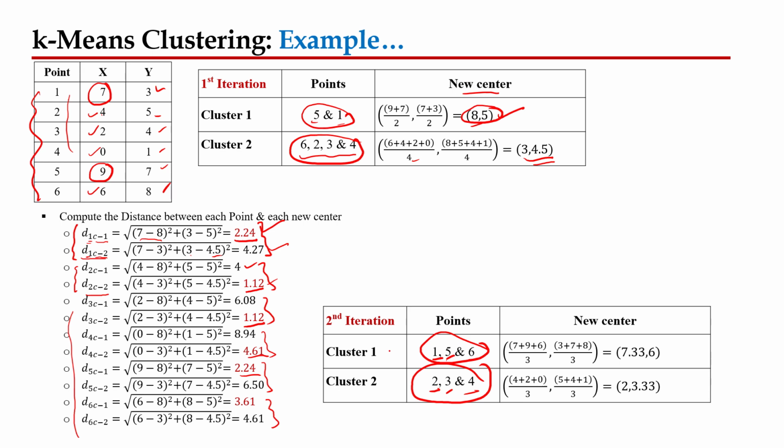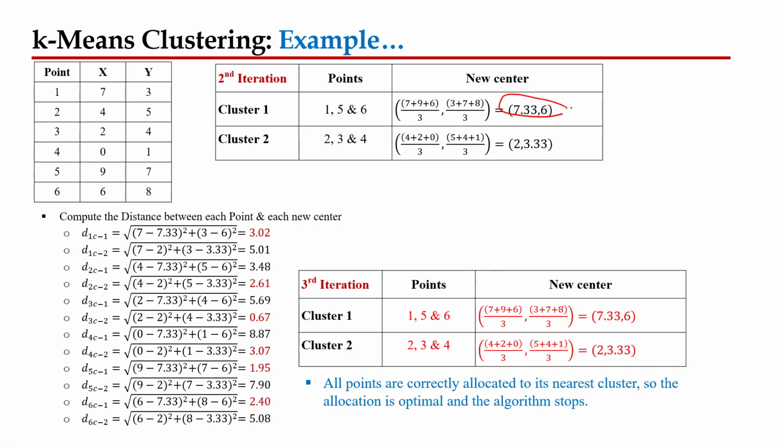The cluster 1 center point is going to be the average of point number 1, point number 5, as well as point number 6. So this is basically 7 plus 9 plus 6 divided by 3, and 3 plus 7 plus 8 divided by 3. This is the new center point. Similarly for points 2, 3, 4: 4 plus 2 plus 0 divided by 3, and 5 plus 4 plus 1 divided by 3. This is the new center point. So I have written the center points again.